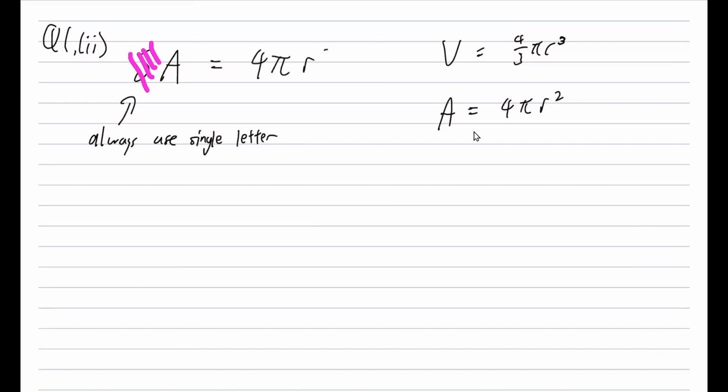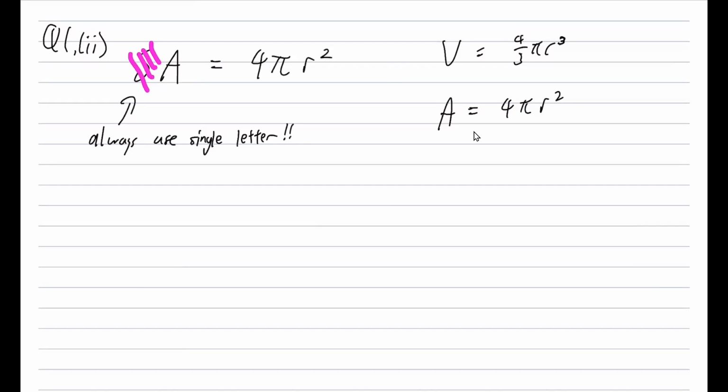SA equals 4 pi r square. This one I strongly advise you against using 2 letters. Use a single letter to represent a variable. Do not use 2 letters. That's super confusing. Always use a single letter. Just use A. Okay, A equals 4 pi r square. Good.